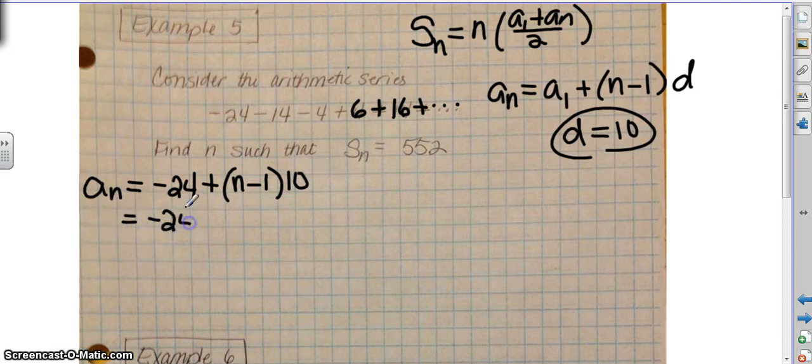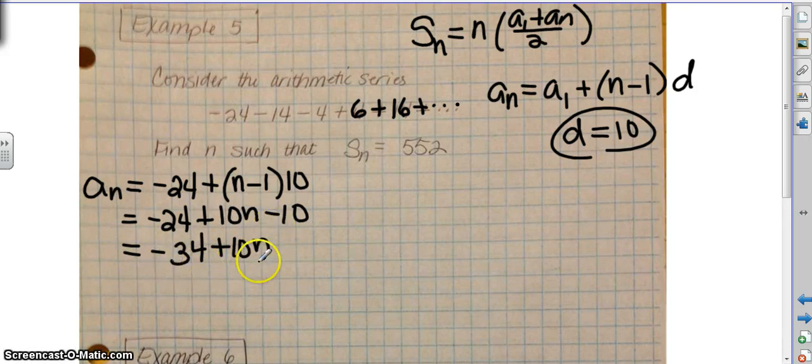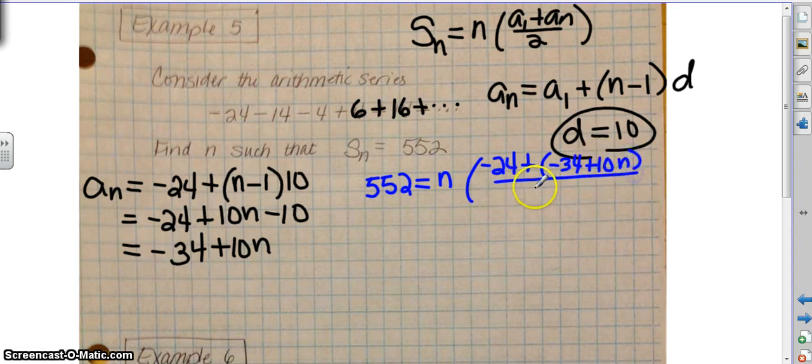If I simplify this, I end up with A sub n is negative 34 plus 10n. So now I know what A sub n is, which is going to go right up here. So if S sub n is equal to 552, that means 552 is equal to n times A sub 1, which is negative 24, plus A sub n, which is negative 34 plus 10n, and that's all divided by 2.